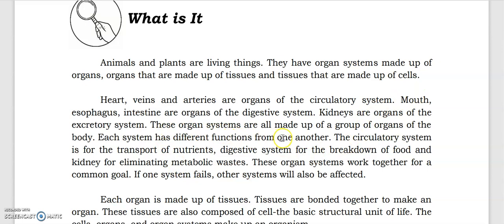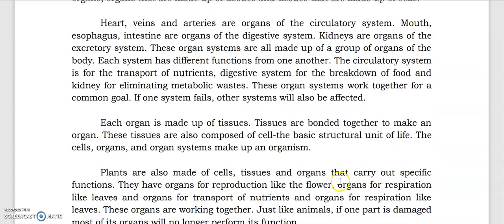These organ systems are all made up of a group of organs of the body. Each system has different functions from one another. The circulatory system is for the transport of nutrients, the digestive system for the breakdown of food, and the kidney for eliminating metabolic waste. These organ systems work together for a common goal. If one system fails, other systems will also be affected.